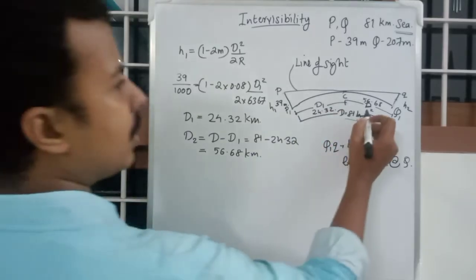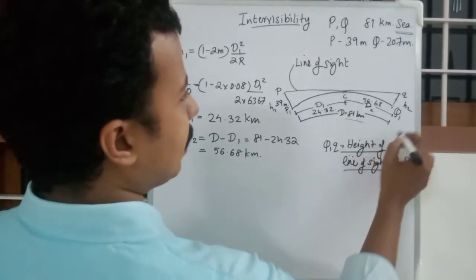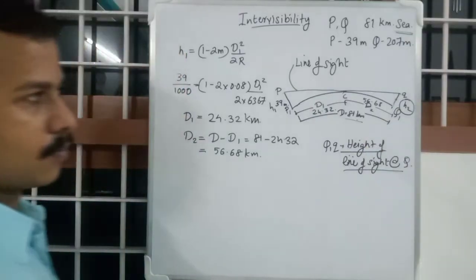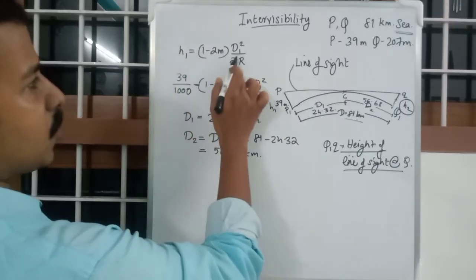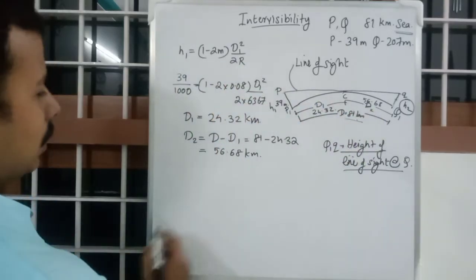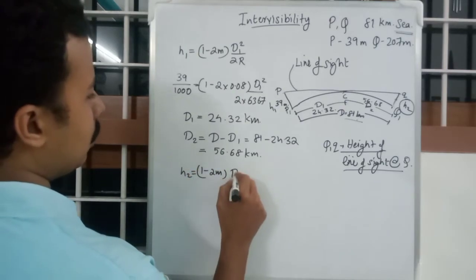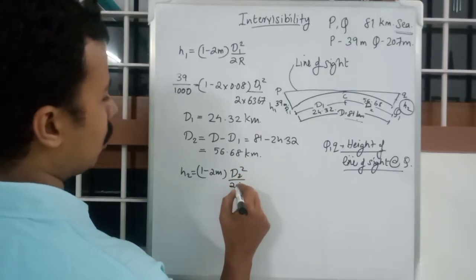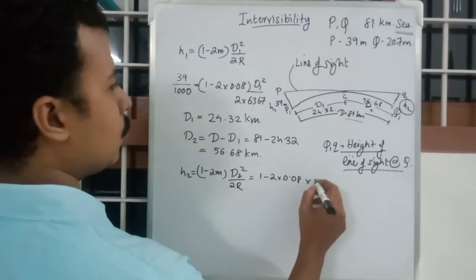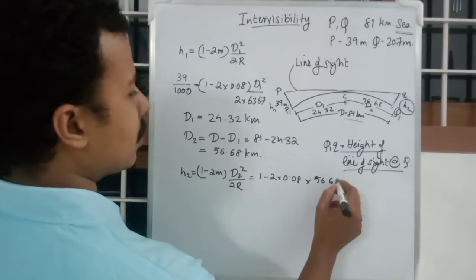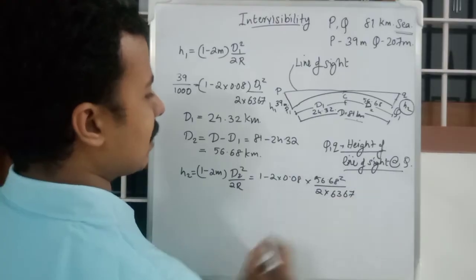Now we have d2. Then how can you calculate the height of line of sight at Q, h2? From this same equation, instead of h1 we will substitute h2, and instead of d1 we will substitute this value. So h2 is equal to 1 minus 2m into d2 square divided by 2r. Elaborating, 1 minus 2 into 0.08 into d2, which is 56.68 square, divided by 2 into 6367 kilometers.